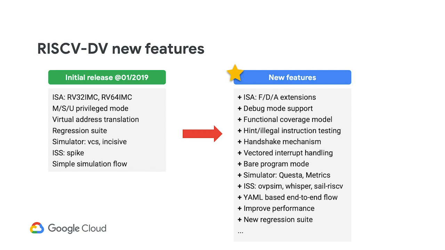Since release, we actually got a lot of feedback and feature requests, and that drove us to deliver more. On the right is a set of things we added over the last year. We added floating point, double precision, and atomic extensions. We added debug mode support, whatever is relevant to processor verification. We also added a functional coverage model to tell you what you have verified. There are other things like hint and illegal instructions, and a handshake mechanism. A lot of these are driven by user requests. We feel that the power of open source helps us make it better.